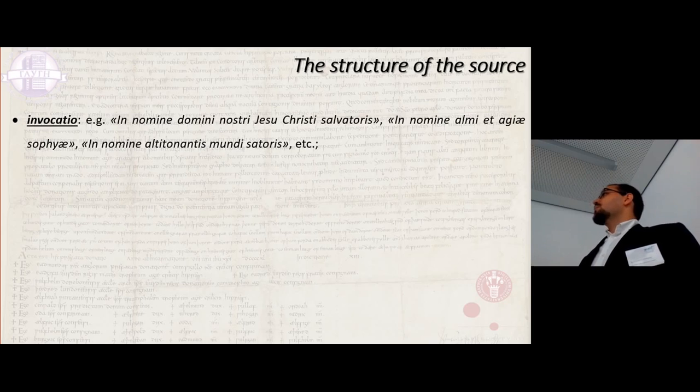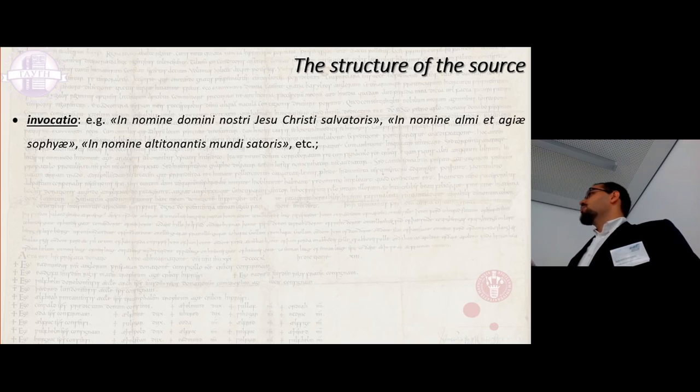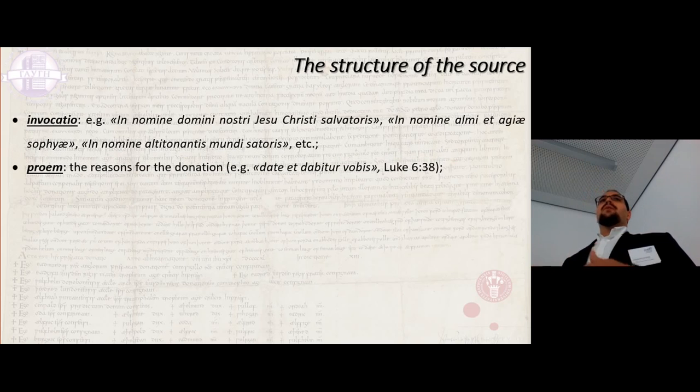I put some typical formulae that would open an invocatio. Then we've got the proem. For example, the king, the monarch, would explain why he's giving this land or this estate to a certain grantee. Usually they're highly formulaic and you can rarely find any actual information. But sometimes there's also quite interesting information, such as, for example, the price.